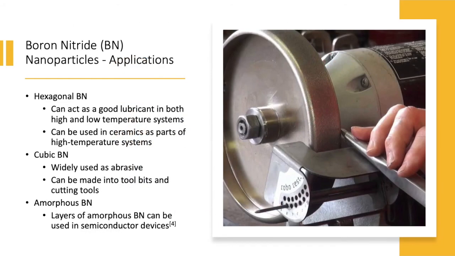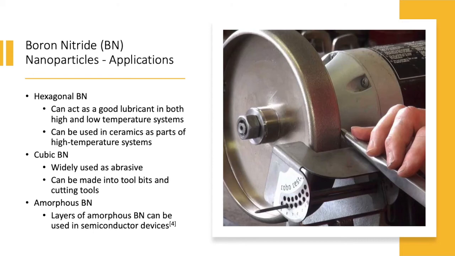And then some applications of boron nitride. So hexagonal boron nitride can act as a good lubricant in both high and low temperature systems. It can be used in ceramics as part of high temperature systems, so it is very resilient to high temperatures.